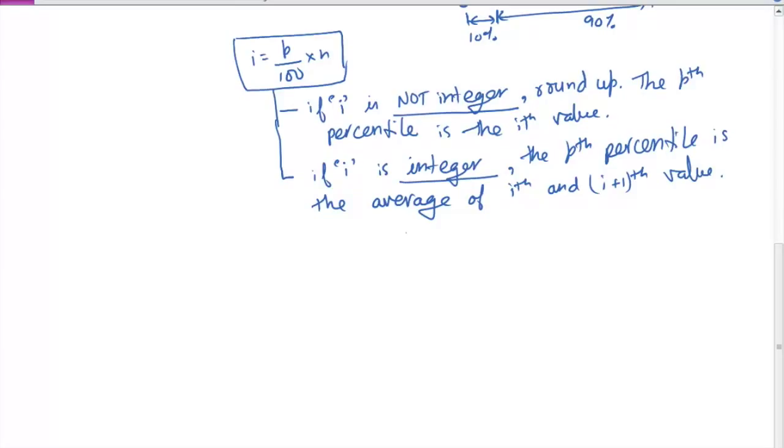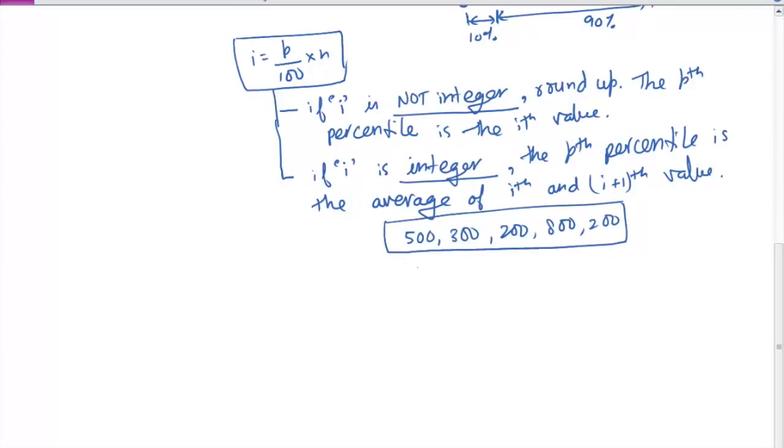Suppose we use this data. Obviously, to find a percentile we also need to arrange this data in order. So this becomes 200. Now let's say we are interested in p equals 10, the 10th percentile. So calculate i: 10 by 100, because p is 10, times n. So you have 1, 2, 3, 4, 5, so 5 data points, and you get 0.5.